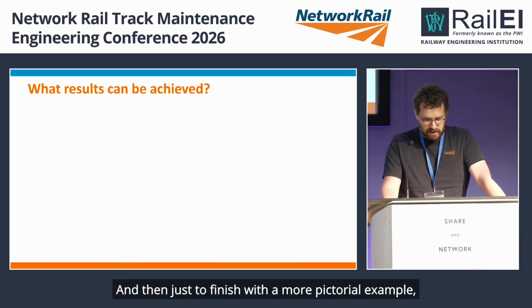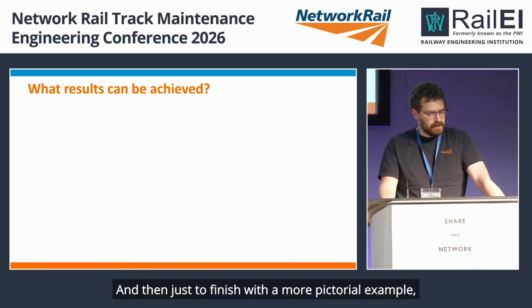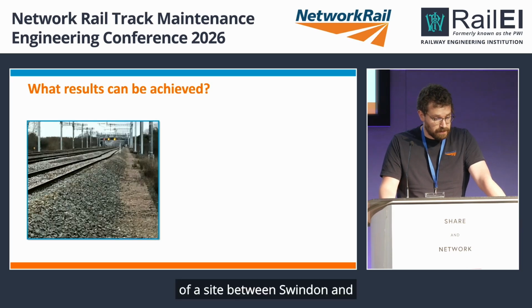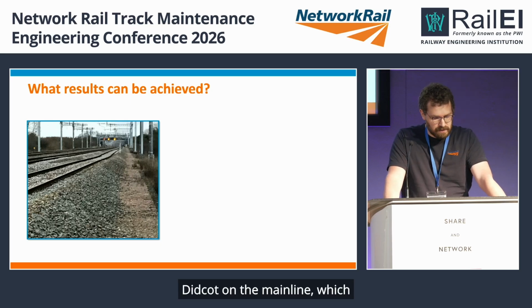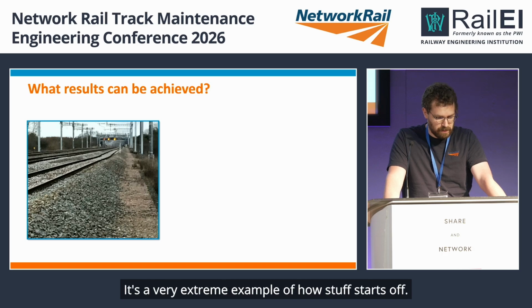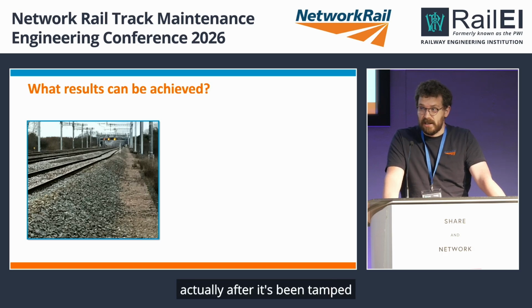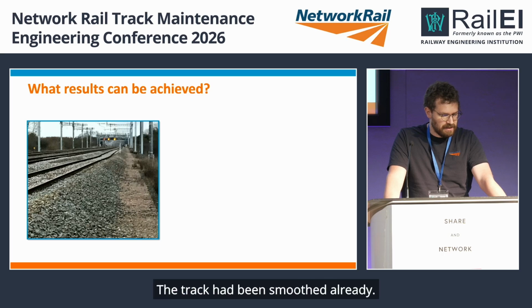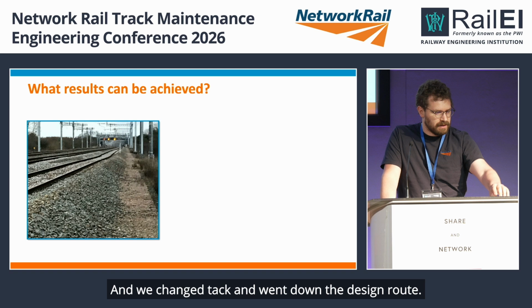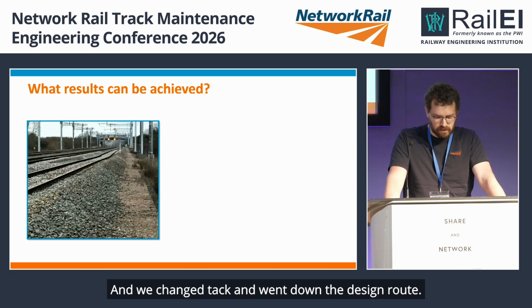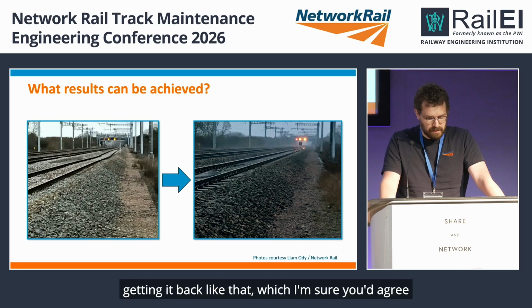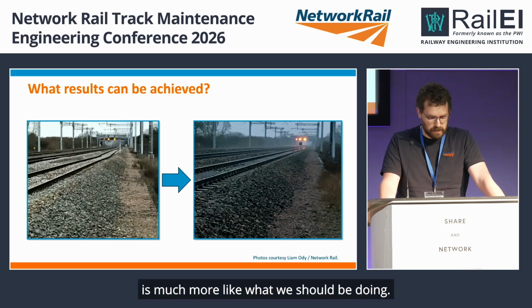And then just to finish with a more pictorial example, there's a good photos from a colleague, Swindon, of a site between Swindon and Didcot on the main line, which didn't look very happy beforehand. It's a very extreme example of how stuff starts off. That picture on the left is actually after it's been tamped once, as I understand it. The track had been smoothed already, and the team realized this isn't going to work, and we changed tack and went down the design route. And we ended up, after 4 tamping passes, getting it back like that, which I'm sure you'll agree is much more like what we should be doing.